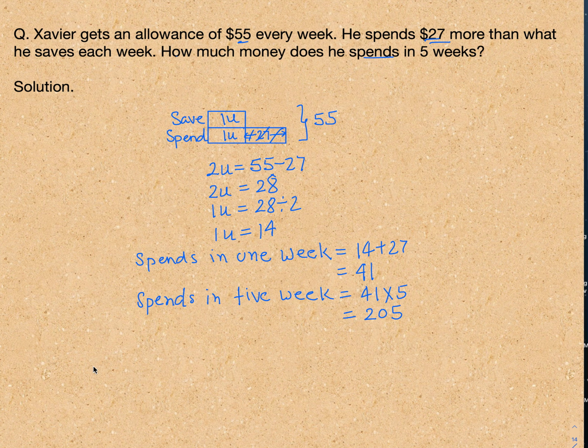Okay, so let's write our answer. Let's read the question again. How much money does he spend in 5 weeks? So he spends $205 in 5 weeks. Answer: Xavier spends $205 in 5 weeks. Okay, so that's our answer.